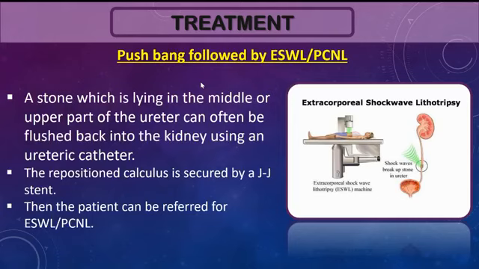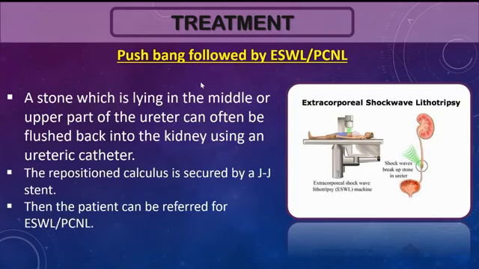The stone is then situated in the pelvis or the calyx. According to needs and availability of facilities, then go for ESWL or PCNL. If the stone is small enough, ESWL can be sufficient to break the stone. If the stone is somewhat larger, in that case PCNL, if the facility is available, goes through a small hole in the back and removes it from the kidney to the exterior. So this is called push bank followed by ESWL or PCNL.